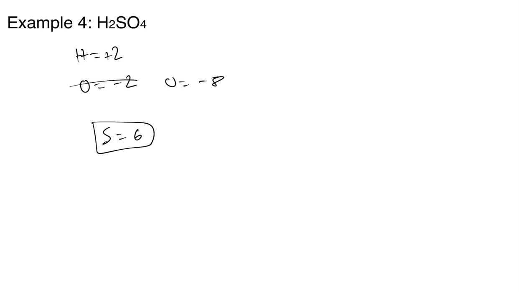A few tips to remember. Try not to forget that oxygen is typically -2 except in peroxides. Assume that hydrogen is always +1 when bonded to a nonmetal and -1 in metal hydrides. And then remember the sum of the oxidation numbers in a compound must be 0 or equal to the charge of the ion.